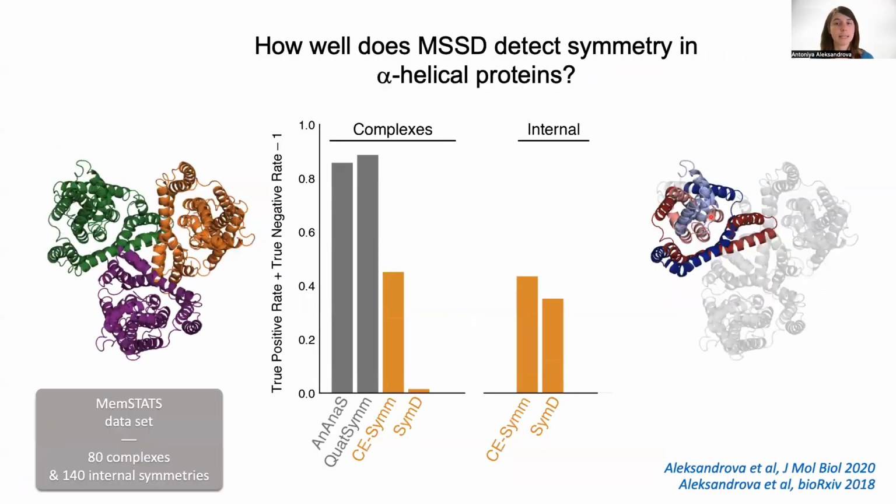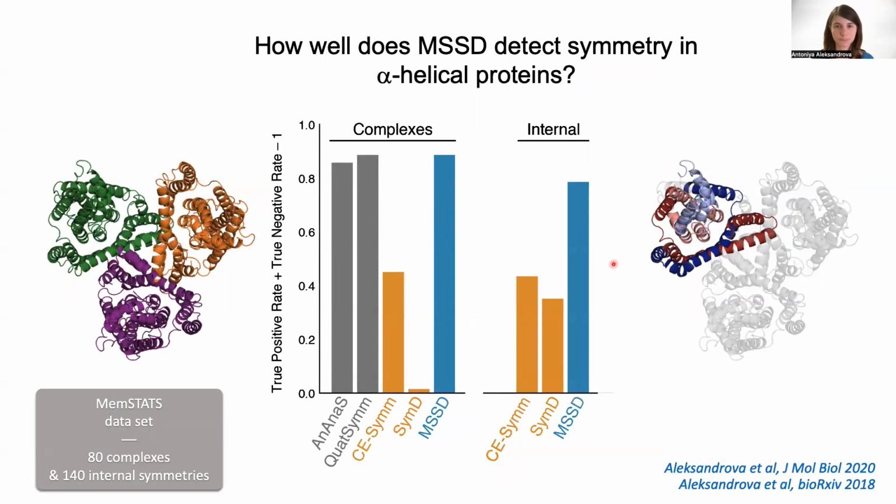So how does MSSD measure up to the other algorithms we tested? For both quaternary and internal symmetry detection, MSSD performs exceedingly well, as shown by the blue bars. We're now able to detect cases as difficult as the internal symmetry of the glutamate transporter homolog. And by design, MSSD provides us with the orientation of the symmetry within the membrane.